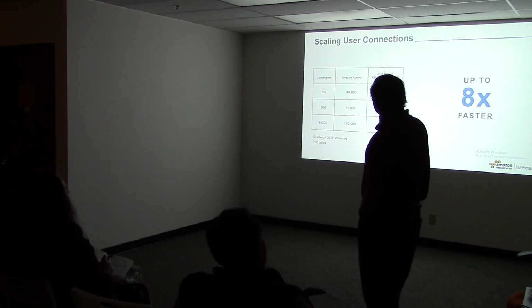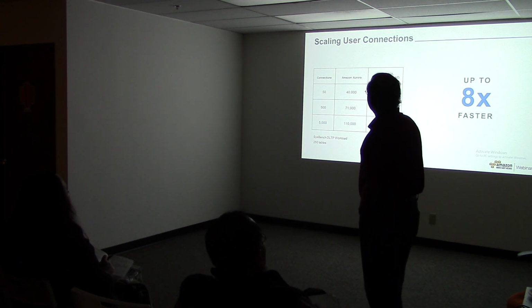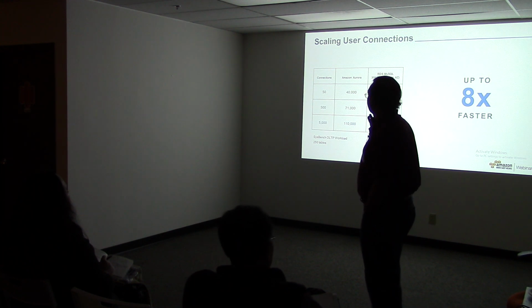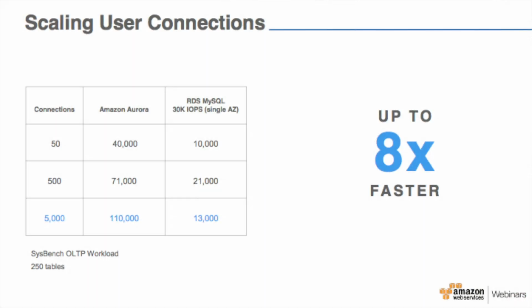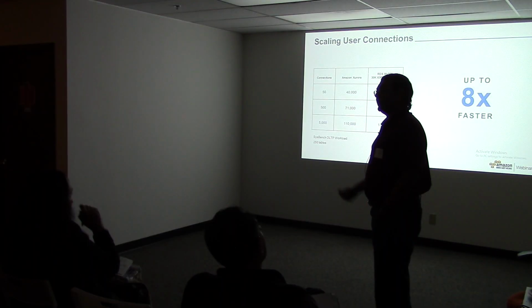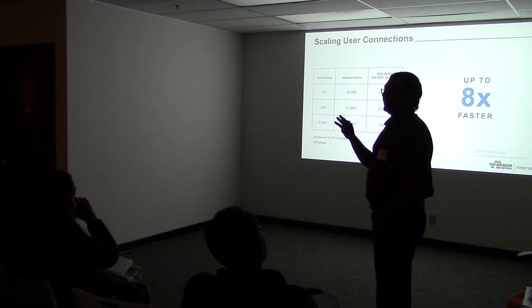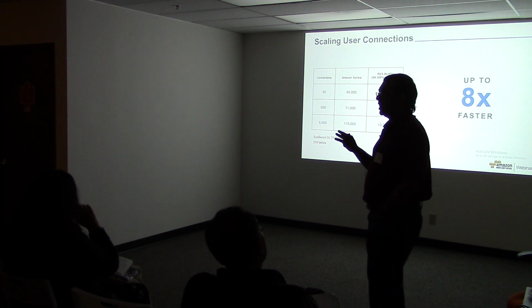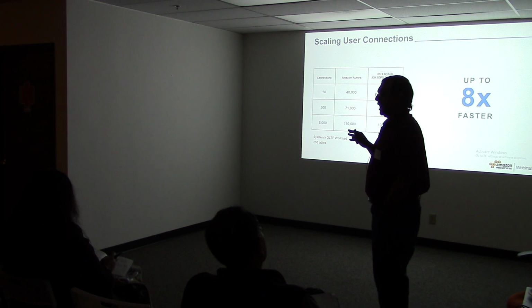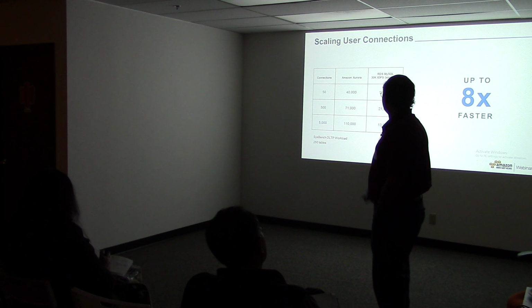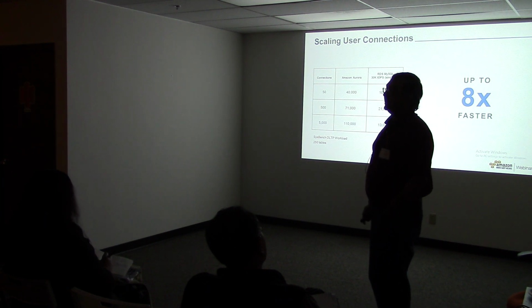And if you look at the numbers, the Aurora numbers actually scale up as you grow from 50 to 500 to 5,000. The IOPS grow from 40,000 to 71,000 to 110,000. In the case of MySQL, it grows from 50 to 500 and then tops off at that level. After that, because of lock sharding and other kinds of contention in the database, it keeps going down and ends up at 13,000. And if you look at the best performance differential you get, it's about 8x.